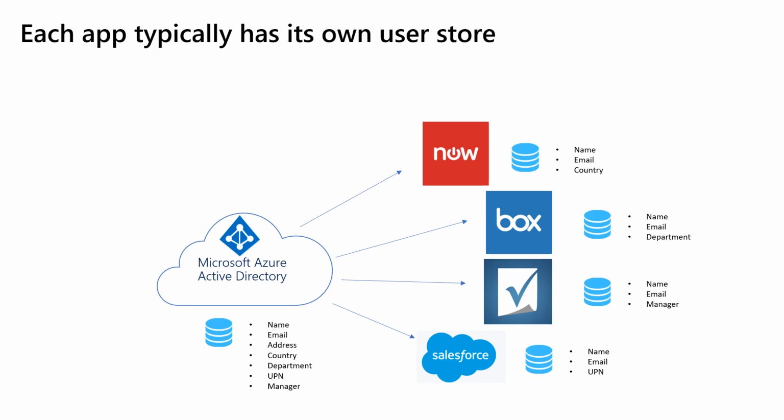Microsoft Azure Active Directory is the master of identity, or you can say one source of truth for all your identities, which has all kinds of information for a user. So in this particular case, you can see name, email, address, country, UPN, manager, all sorts of information is available in Azure Active Directory.